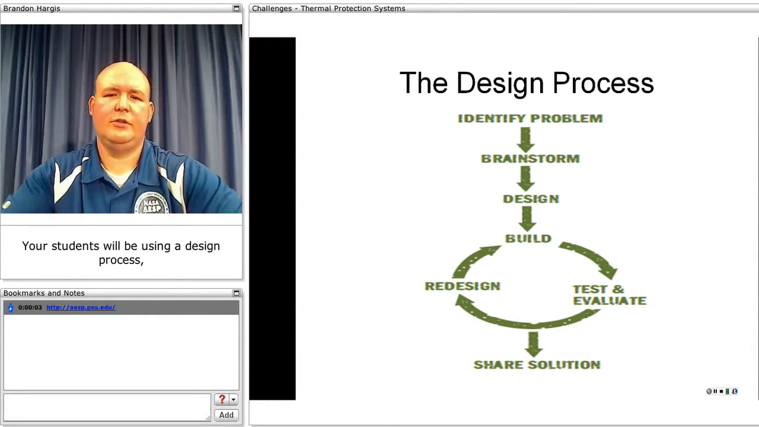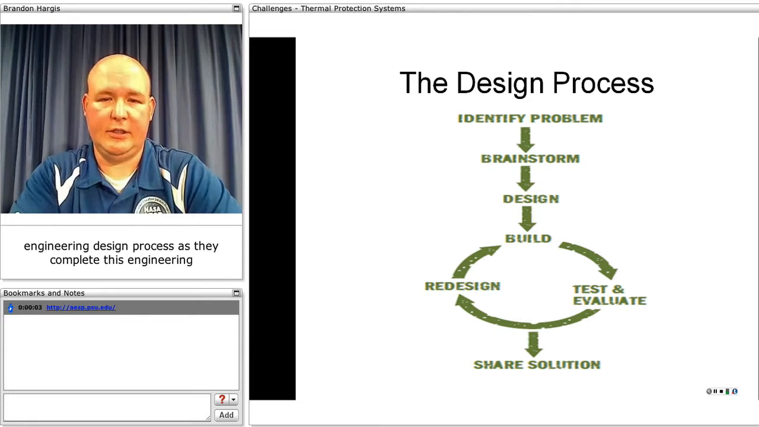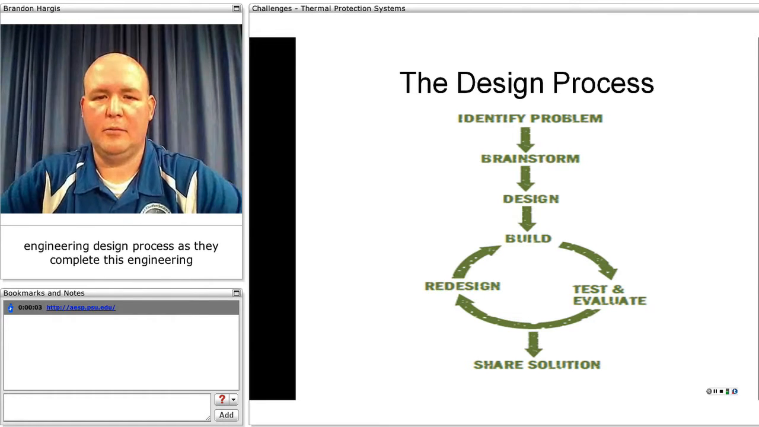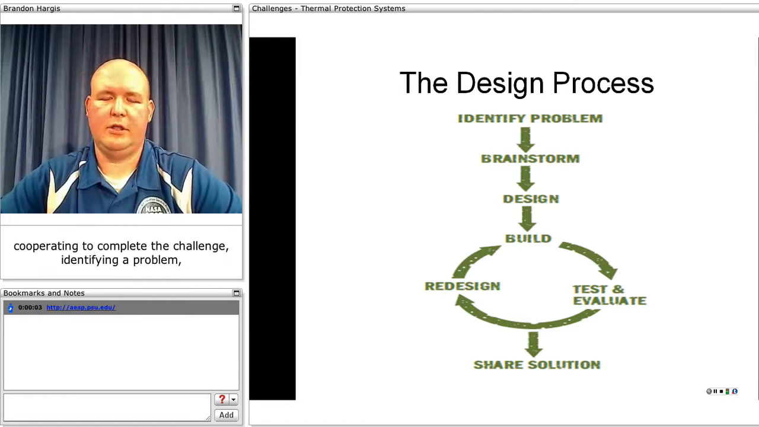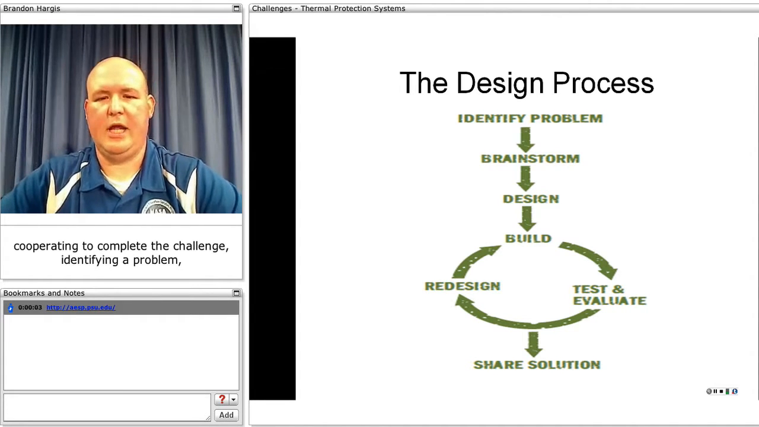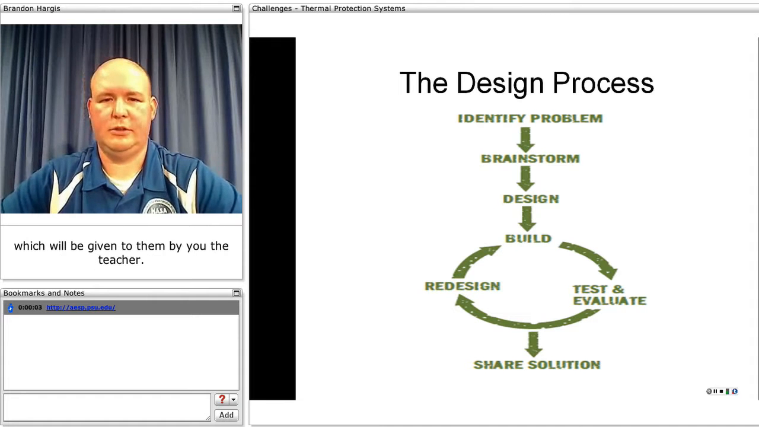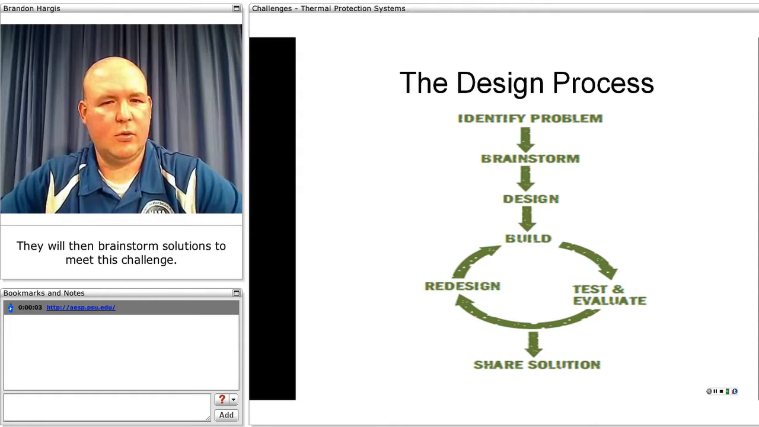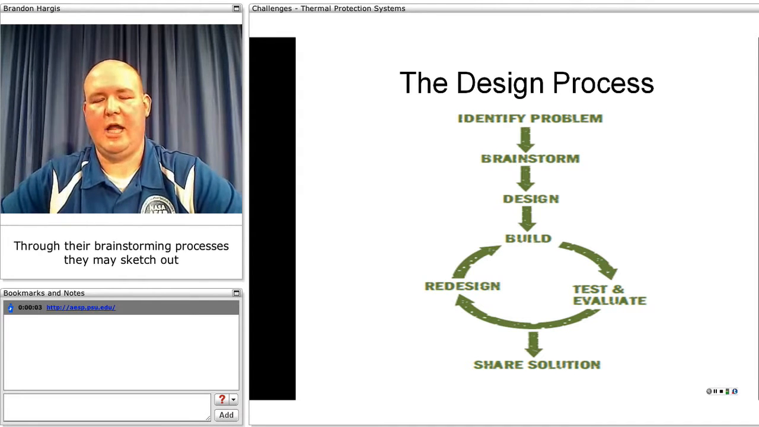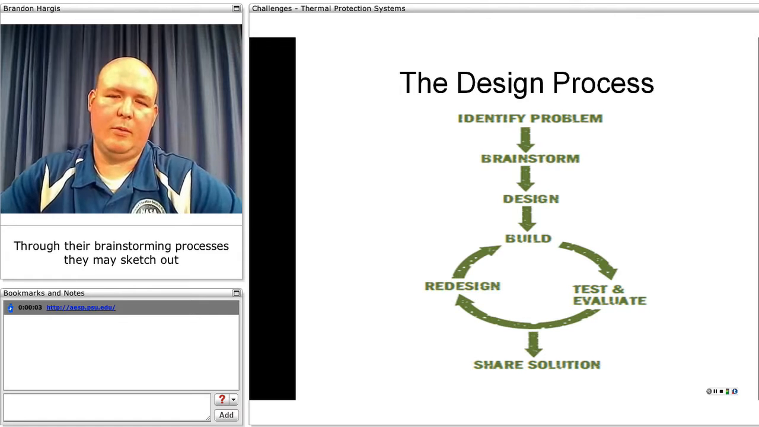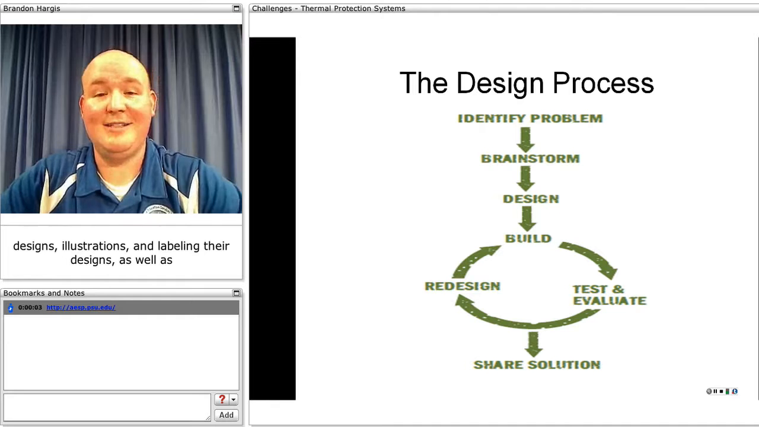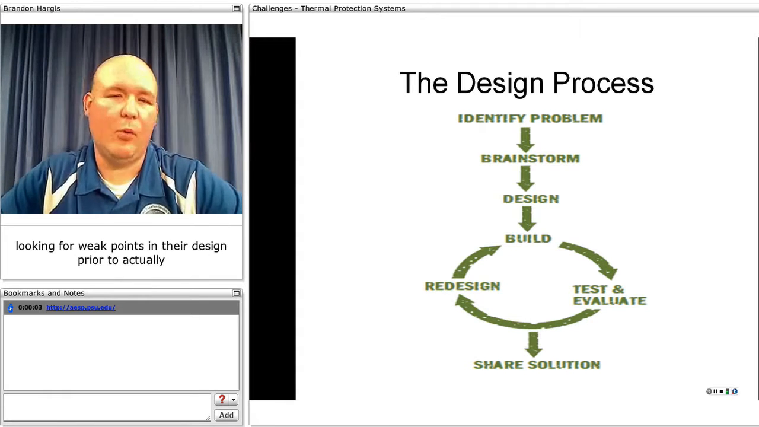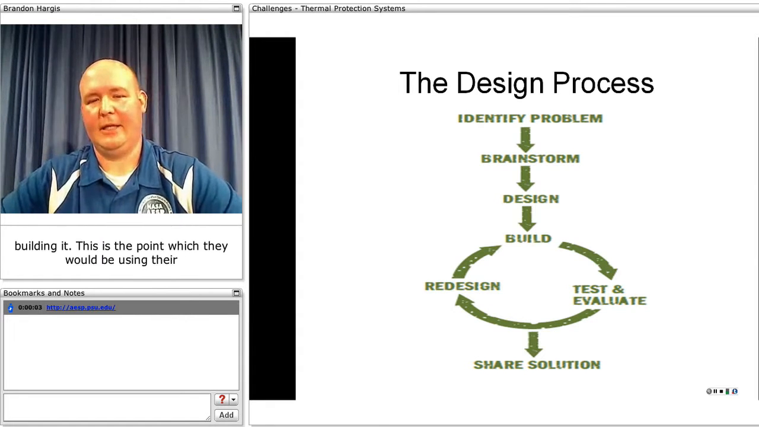Your students will be using an engineering design process as they complete this engineering design challenge. In groups of 3 or 4, they should be cooperating to complete the challenge, identifying a problem, which will be given to them by you, the teacher. They will then brainstorm solutions to meet this challenge. Through their brainstorming processes, they may sketch out designs, illustrations, and label their designs, as well as looking for weak points in their design prior to actually building it.